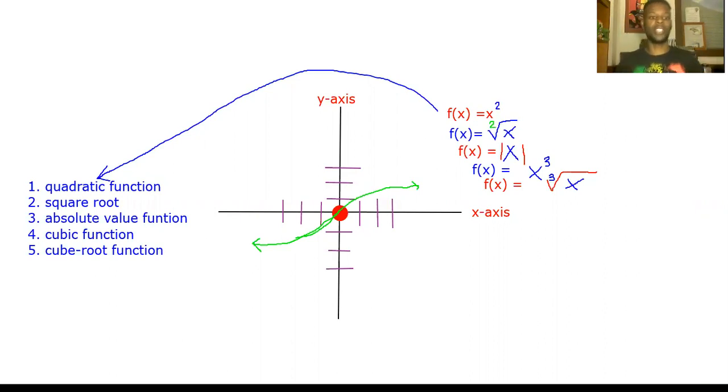So anyway, once again, the quadratic function is f of x is equal to x raised to the second power, or x squared. Number 2, the square root function. Its function of x, or f of x, is equal to the square root of x. You don't have to write the 2 there, but I just wrote it just so you can see it.